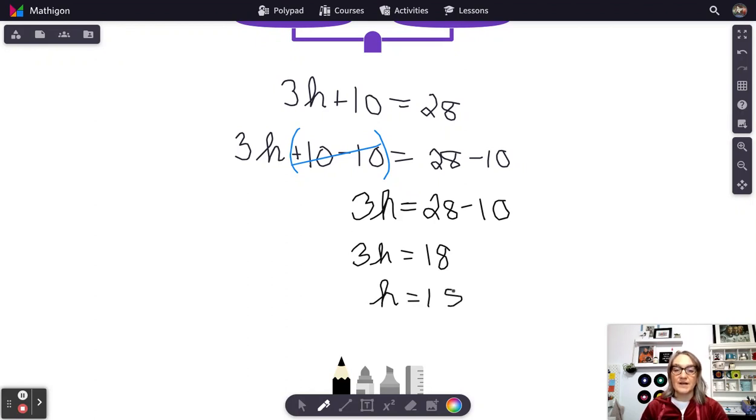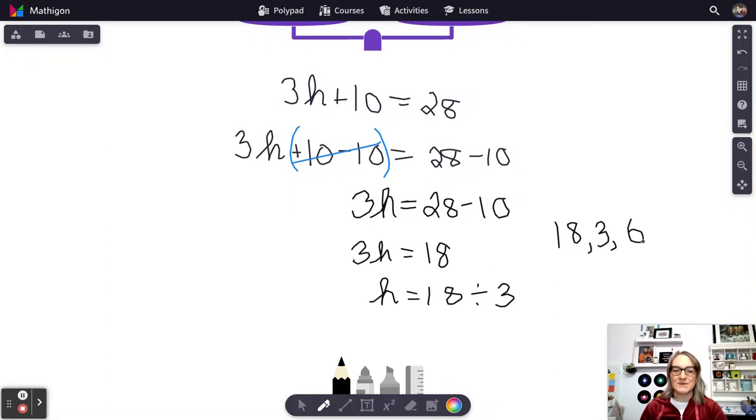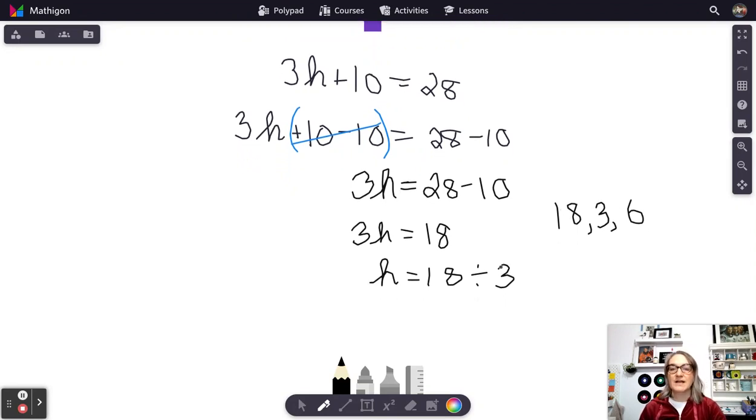18 divided by 3, because what we're looking for here is the other number in this number family. So we have a multiplication and division number family that has 18, 3, and one last number, which we know is 6, because 3 times 6 makes 18. 6 times 3 makes 18. 18 divided by 3 makes 6, and 18 divided by 6 makes 3. That's how they're all a number family, or sometimes people call them a fact family. So now we have h equals 6.